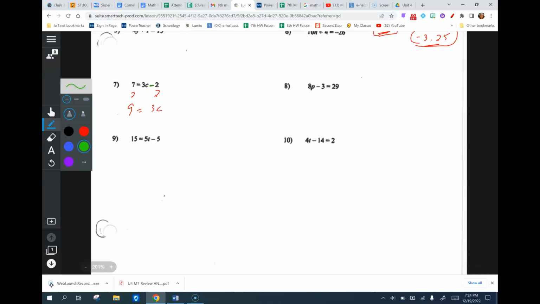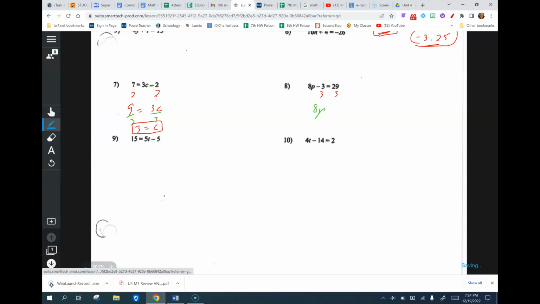Now I want to get rid of the 3. How is it connected to the c? It's connected by multiplication. So I'm going to divide to get it apart. So I get 3 is equal to c. That's my answer. Look at number 8. What do I want to get rid of first? The 3. How is it connected? Subtraction. So I'm going to add. So I get 8p is equal to 20.